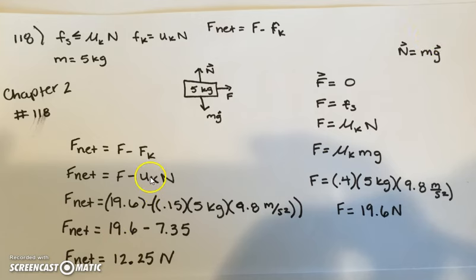So you just plug in the 0.15, because that was the coefficient of the kinetic friction force, the mass, which is 5 kilograms, and then gravity, which is 9.8 meters per second squared. And then the force, which we found over here, we plug in here. So we get 19.6 minus this, and then you multiply this out and you get 7.35. So then by subtracting the force and the kinetic friction force, you get the net force that is applied, and that is 12.25 newtons.